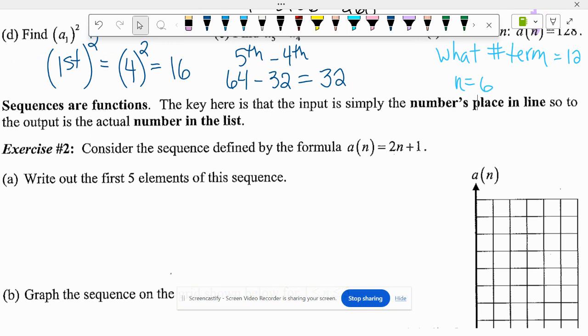So we're going to look at the sequence. It's got the formula A sub n equals 2n plus 1. So write out the first 5 elements of the sequence. I want you to figure out what happens when n equals 1. What happens when n equals 2? What happens when n equals 3? What happens when n equals 4? And what happens when n equals 5? We're going to show our math. We have to show our math.